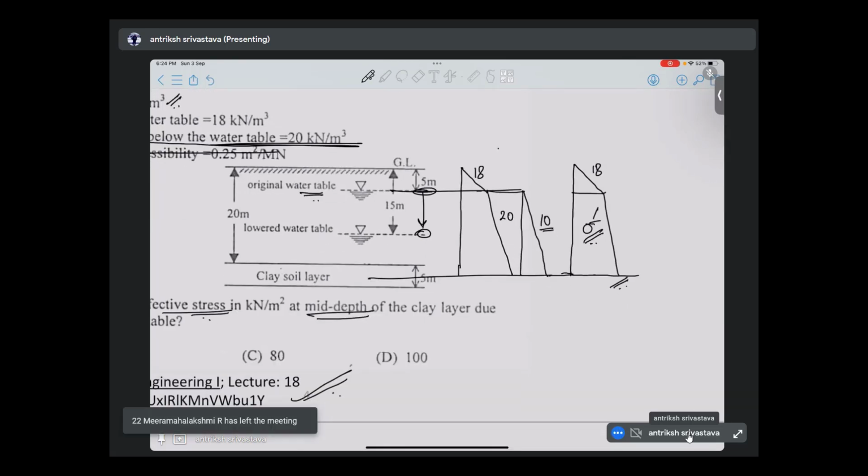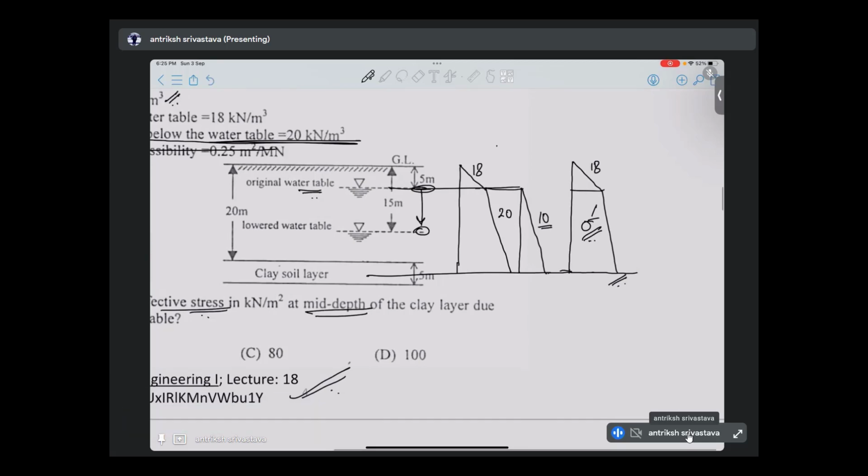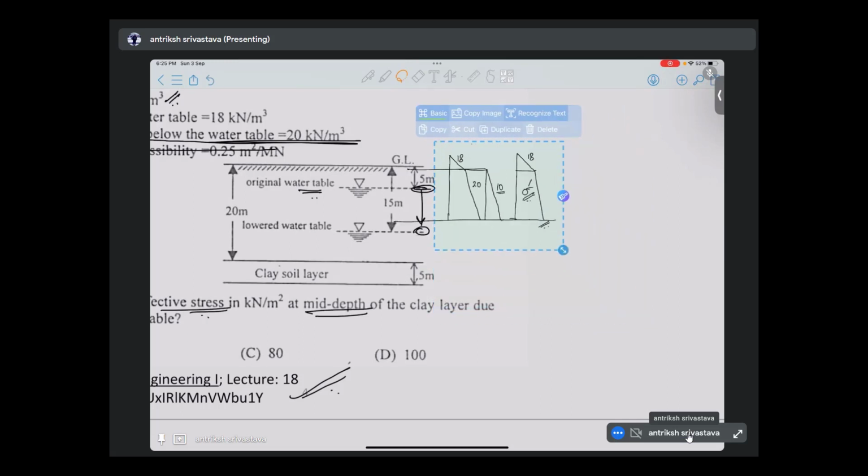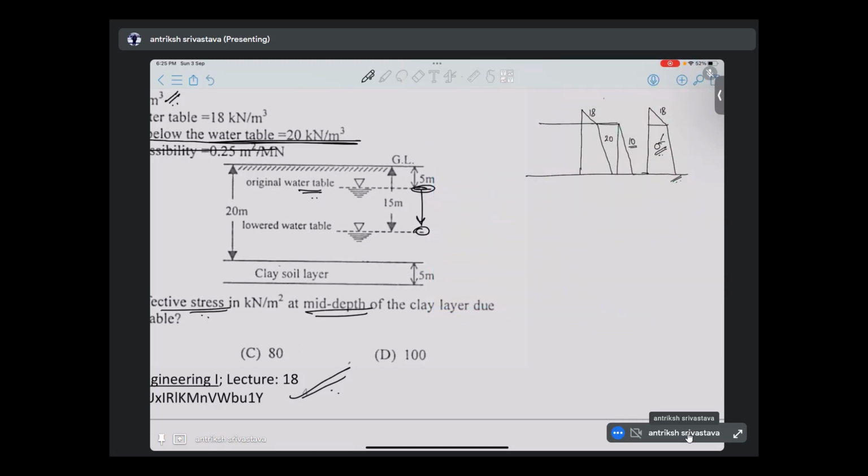So I want you guys to draw on your copy. So we'll keep this here. Maybe I will shrink it. So when we have reduced the water table, the total stress diagram will be something like this: above the water table with slope 18, and then 20 till the middle of the clay layer. And the water pressure will be 10 throughout.